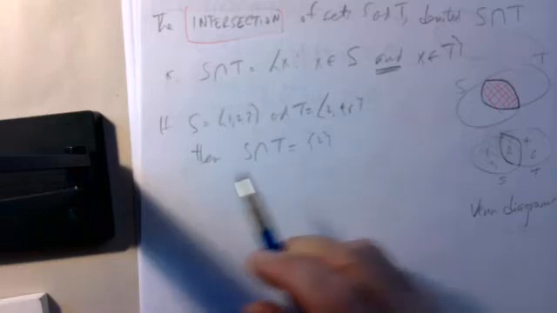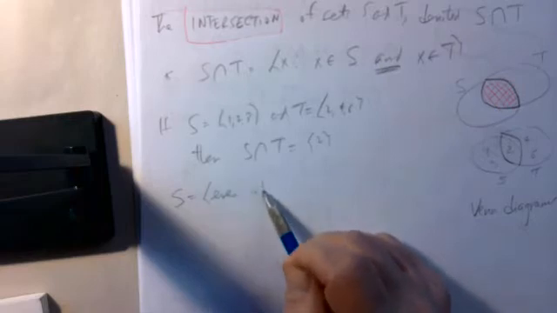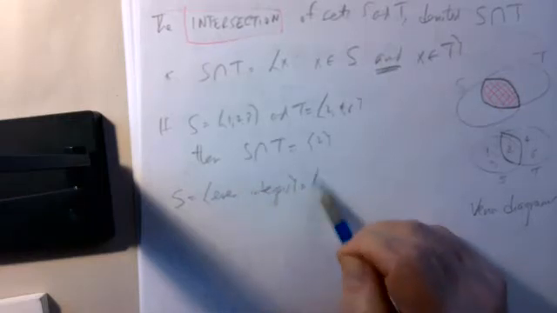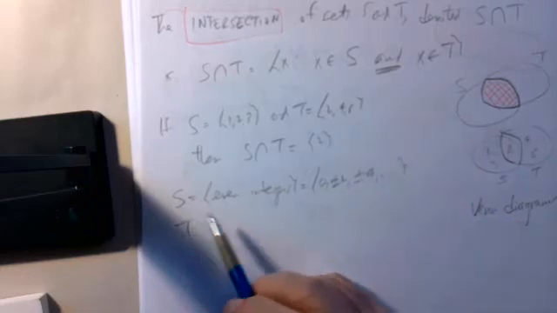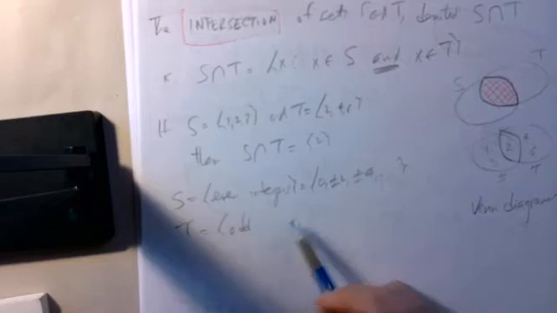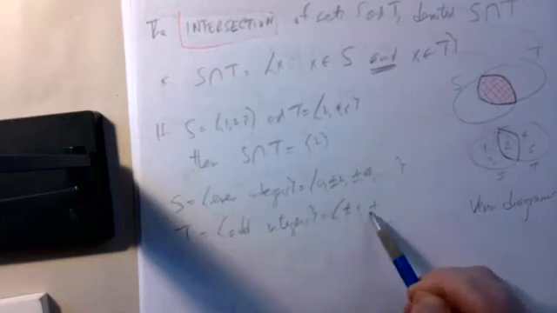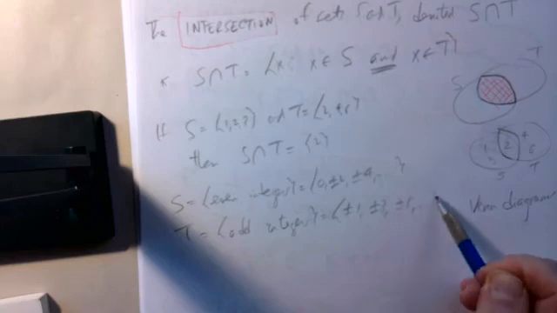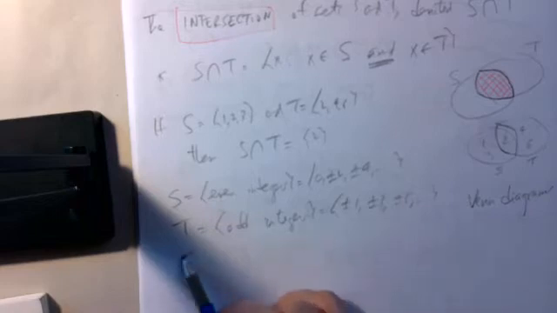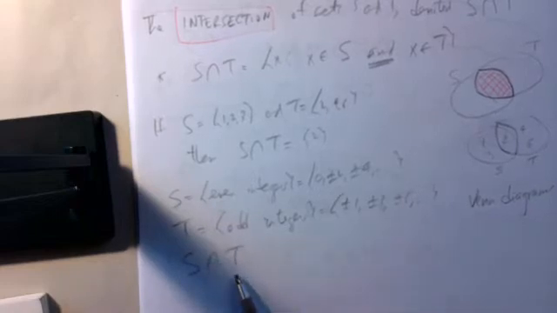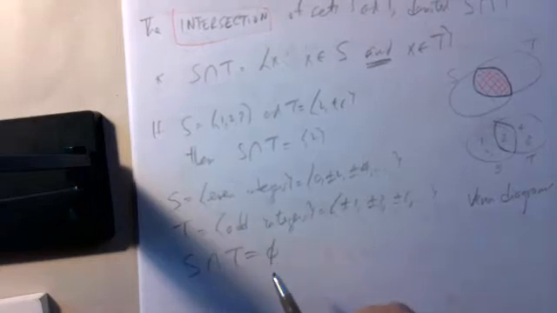Now you can have the following situation. Suppose S is the set of even integers: 0, plus or minus 2, plus or minus 4, and so on. And T is the set of odd integers: plus or minus 1, plus or minus 3, plus or minus 5, and so on. Now, an integer is even or odd. It's never both. So S intersect T, all integers that are even and odd, there are none of them. So this is the empty set.